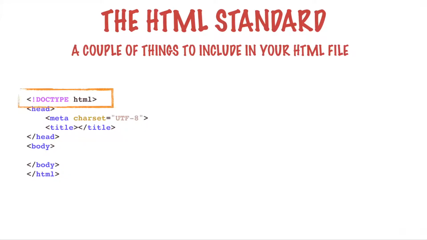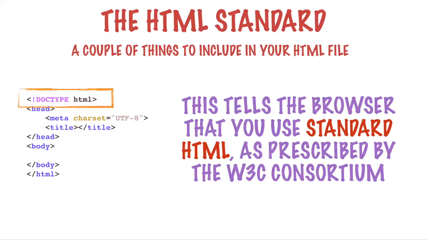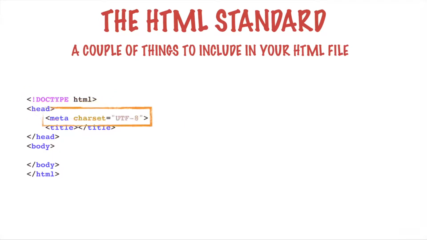What again do you need to do as an HTML programmer? Well, just a couple of very little things. The first is, at the very start of every HTML file, include this line which is highlighted on screen now. Just always include this line. It's a bit of boilerplate code which is prescribed by the World Wide Web Consortium and which tells the browser that you are using standard HTML.